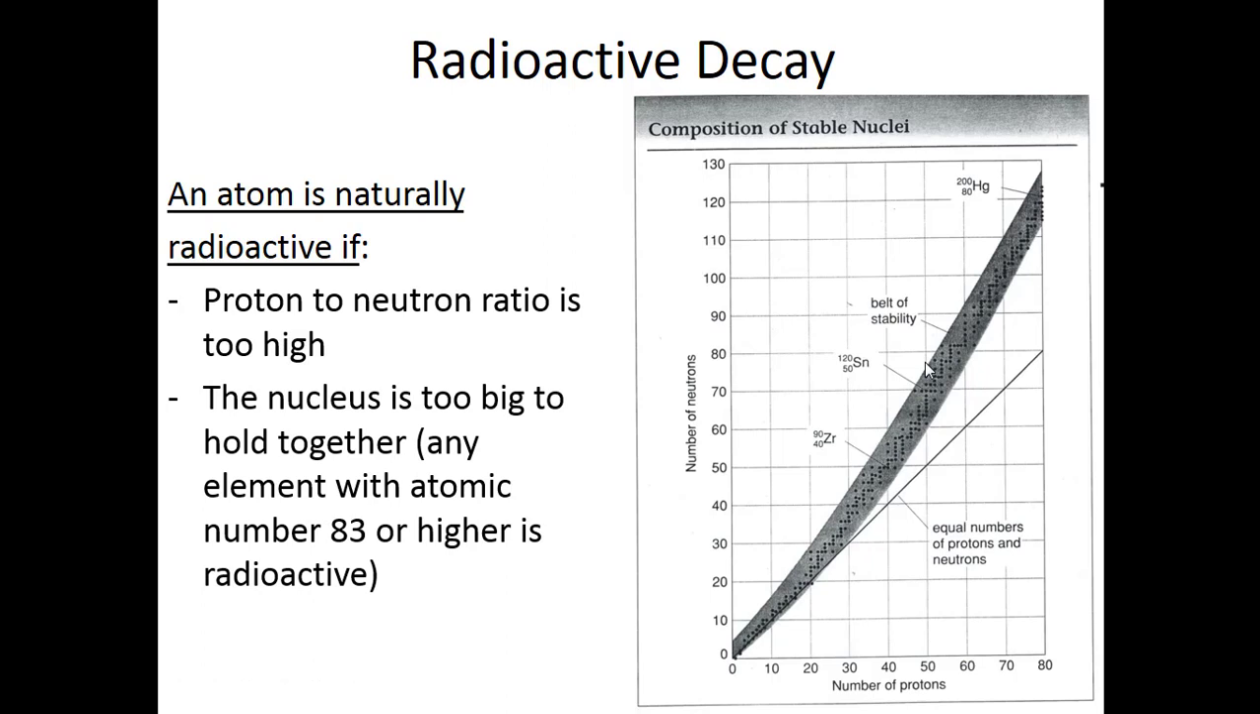Another reason is that the nucleus is too big to hold everything together. Any element that has an atomic number over 83 is actually considered to be radioactive, and the nucleus will break down to become an atomic number less than or equal to 83. Really the focus is on 82. We focus on lead-82 because of that fact of stability.